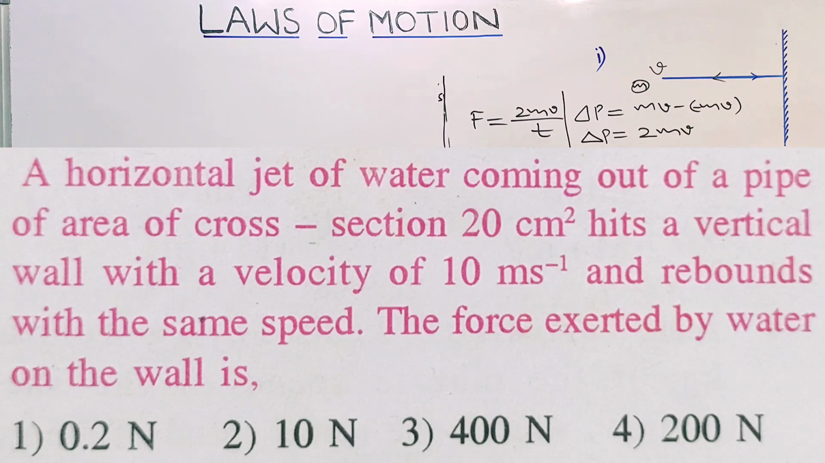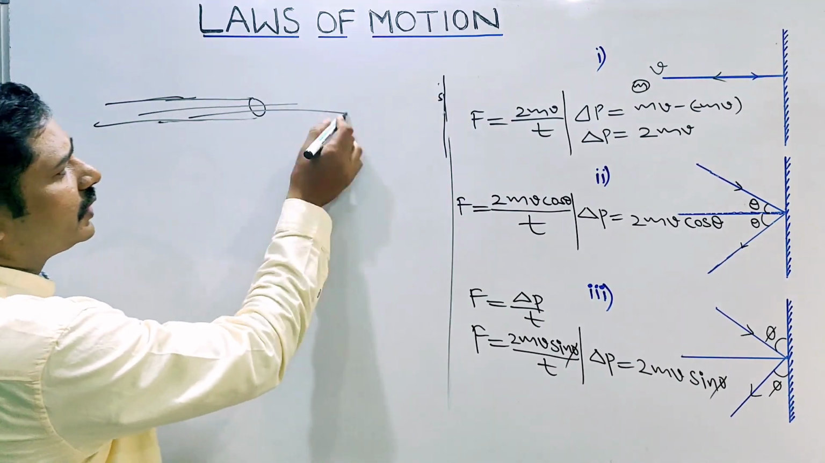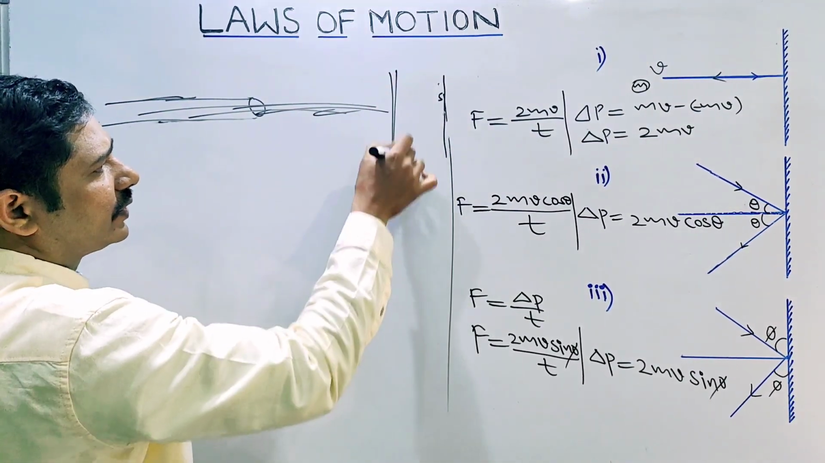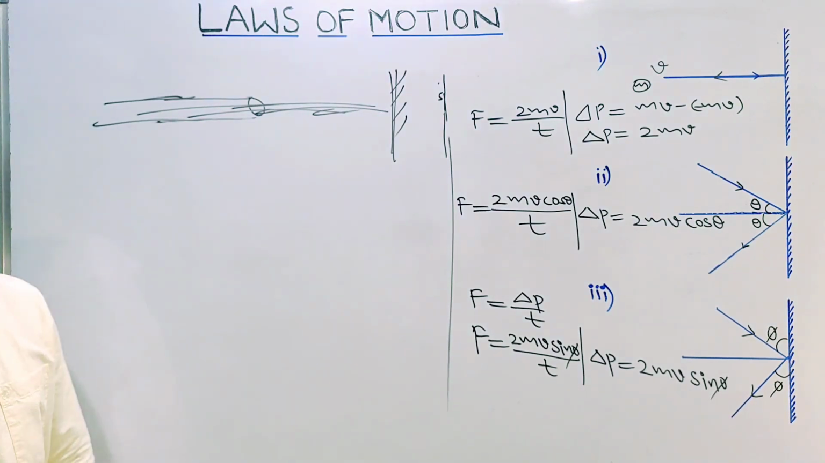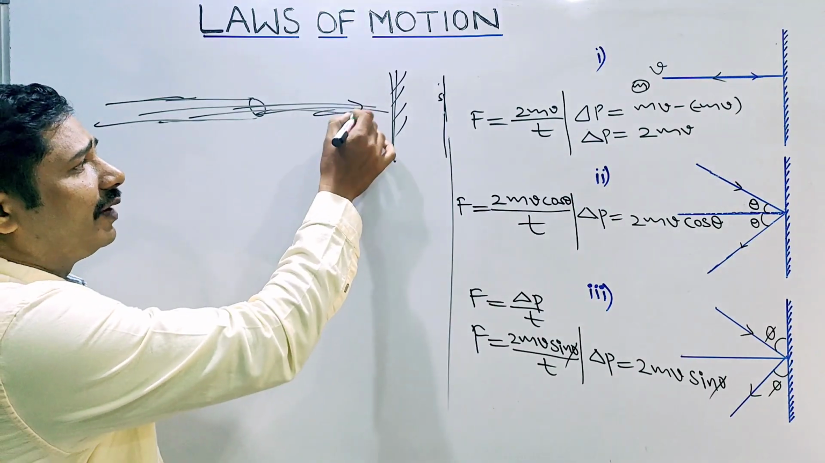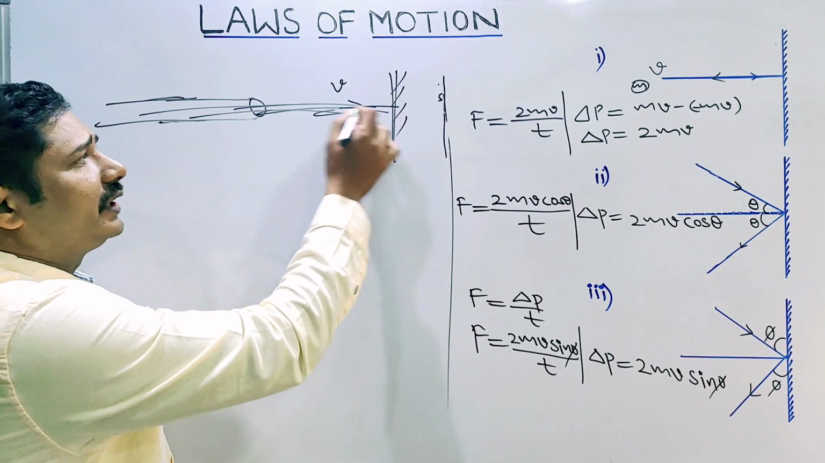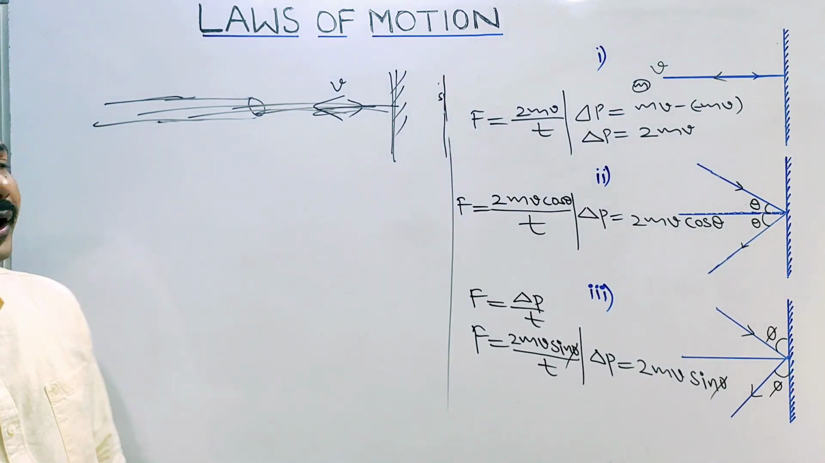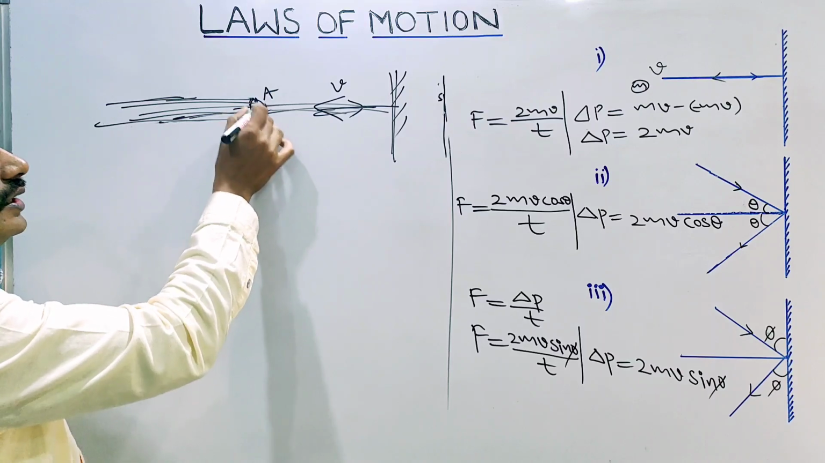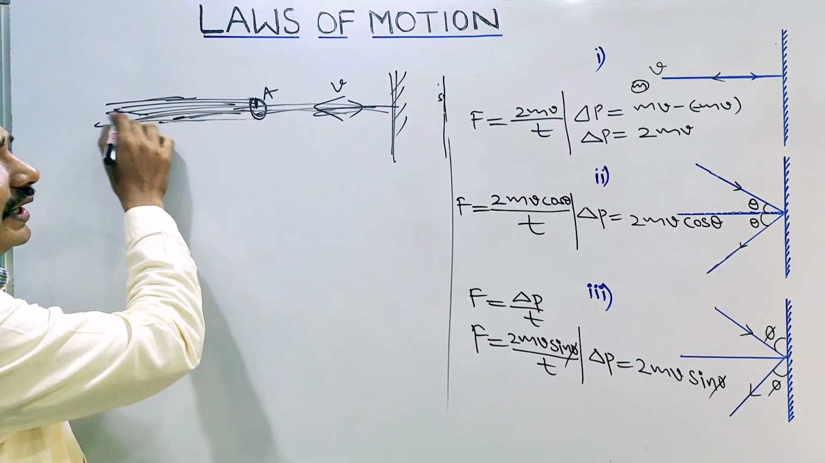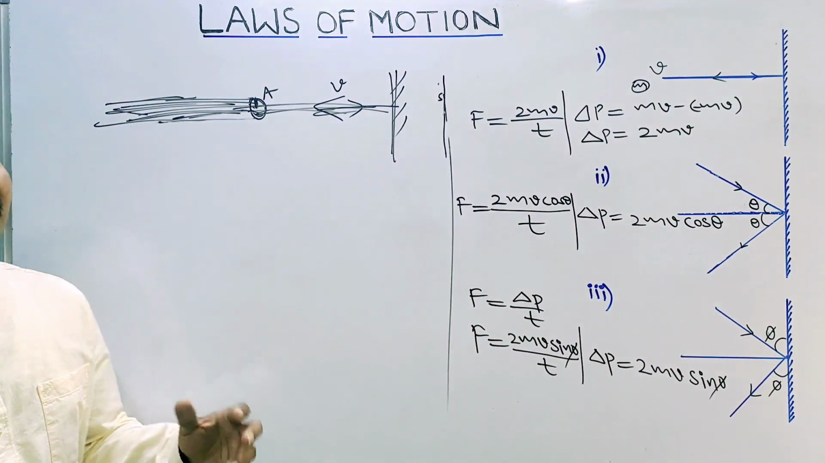Here, with the help of the water pipe, water is forced onto one rigid wall. So what happened that time? Water moving with some velocity, after hitting the surface, rebounded. They have given the area of the pipe, the area of the water pipe. So how to find the exerted force?